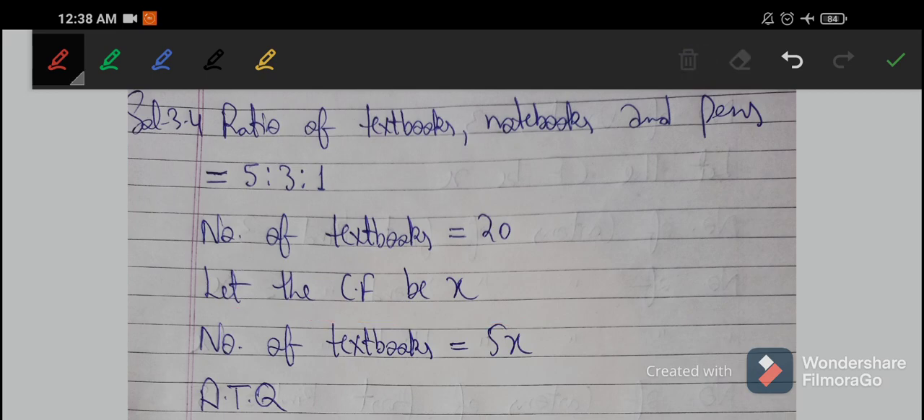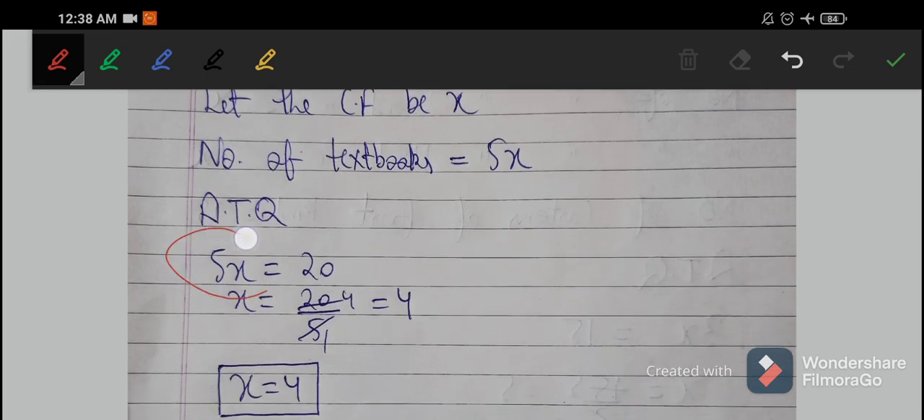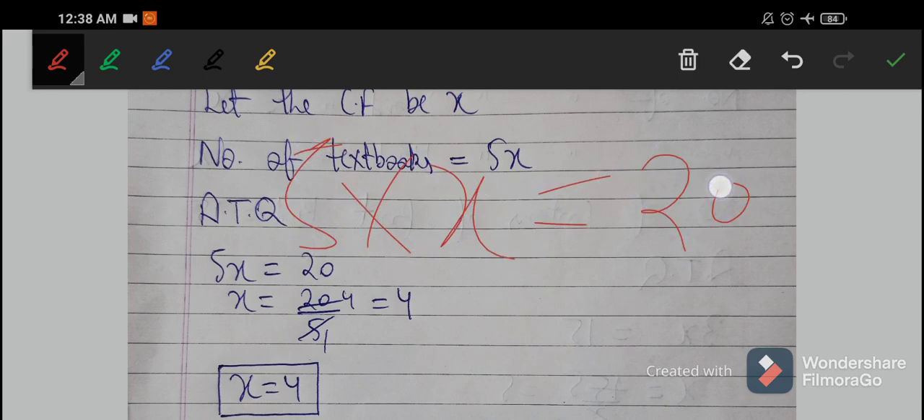Now students, first we are provided with textbooks, so the number of textbooks will be equal to 5 into x, that is 5x. Now according to the question, the number of textbooks is equal to 20. So when we write 5x equal to 20, we can shift 5 towards the denominator because 5 into x is equal to 20. Okay children, now we have to find x, so x will be equal to 20 upon 5.